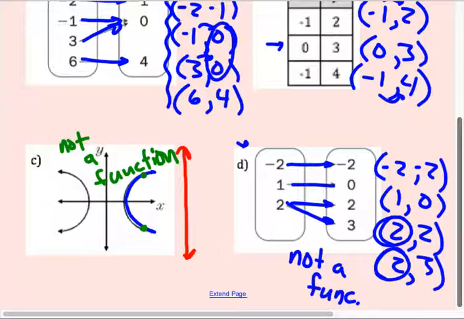So how do you tell if a relation is a function? You can use the vertical line test, or you could look and see if the x values repeat or not.